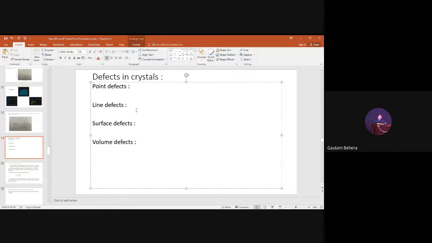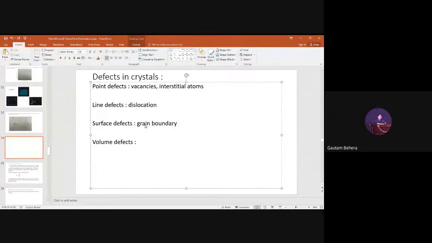Already, I think I have taught you all these things in your IPM class. Just please go through that. I will not discuss much in detail here. Point defect, let me give you a simple example as Rameshwari told: vacancies, interstitial atoms. Line defect, best example, dislocations, screw and edge. Surface defects, grain boundary. Right?